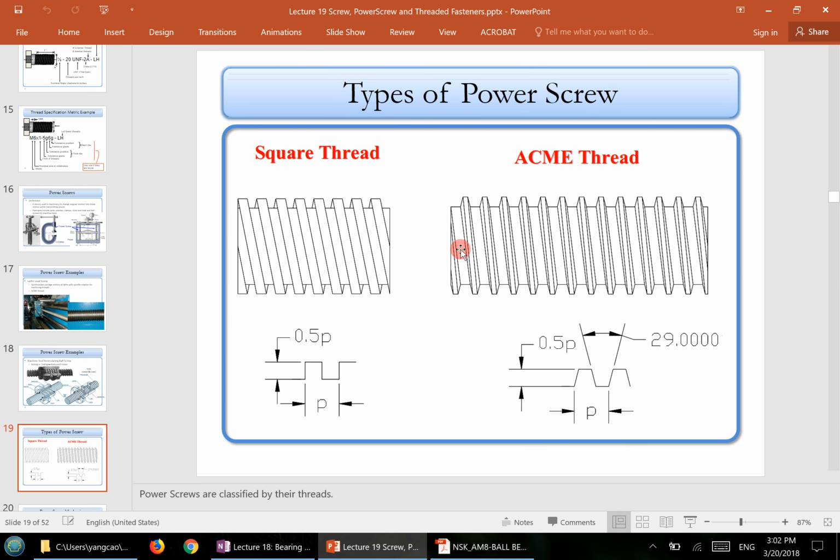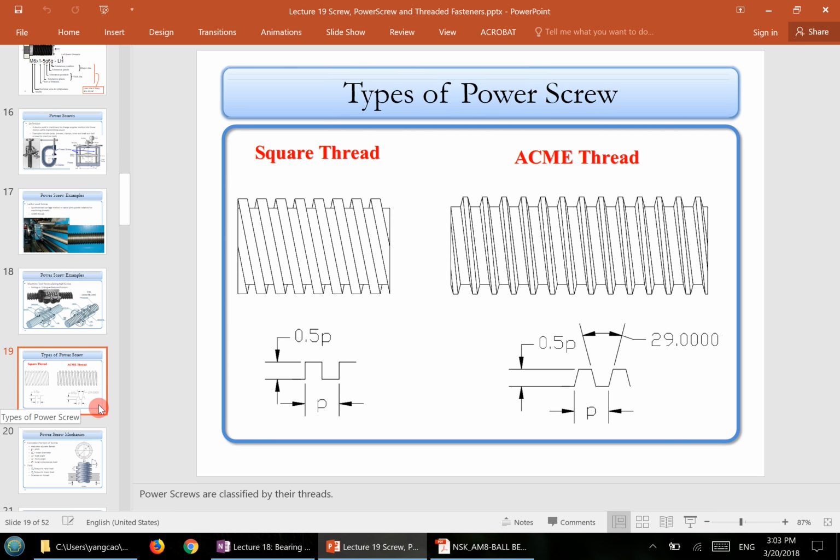So there are two different types of power screw threads here. One is called the square thread. Essentially, the thread is square. The other type is called ACME thread. The only difference is that ACME is not square, and there is a thread angle. The thread angle is 29 degrees, so this is not like the 60 degrees of a typical screw. P is the pitch. The height of the thread is 0.5p. That's standard, though you can change that. So this is ACME thread and square thread.